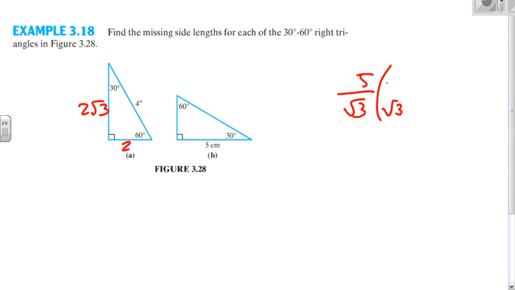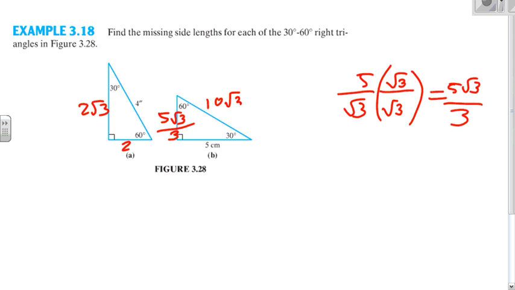And when you do that, you're supposed to rationalize the denominator, which means multiply by that square root on top and bottom. So on the bottom that becomes the whole number 3, and the top is 5 square root of 3. That doesn't simplify any further than that, because 5 over 3 does not reduce. And then our hypotenuse is always double the short side, so instead of 5 square root of 3 over 3, it will be double, so 10 square root of 3 over 3.